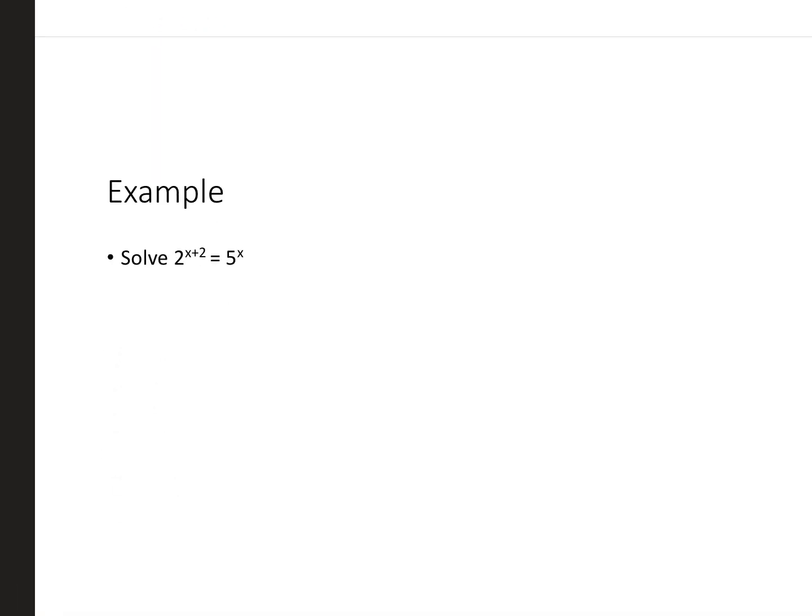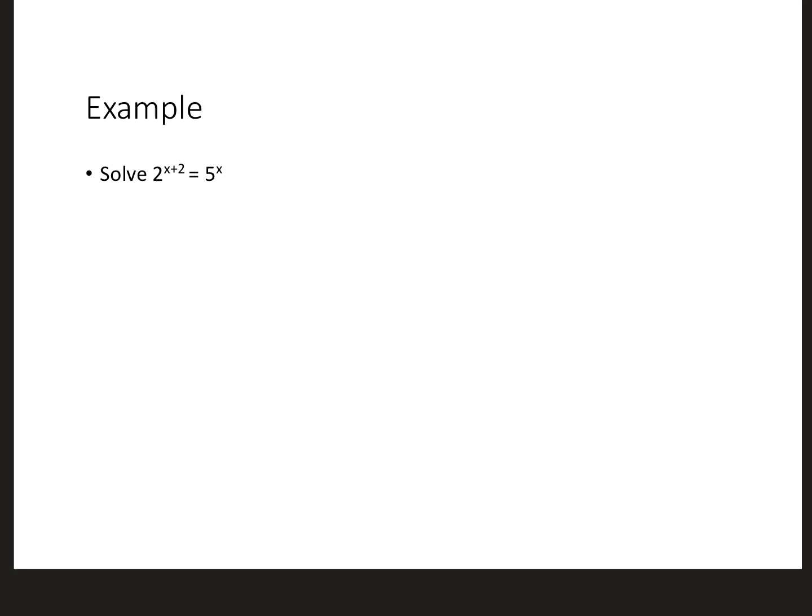So when I try to solve a problem like this, I can't change the bases to be the same, right? I can't change 2 into 5 or 5 into 2. I don't have a log on one side, and both sides of this equation have exponents. So what I'm going to do is put a log on each side. It's going to look like this: log of 2 to the x plus 2 equal to log of 5 to the x.